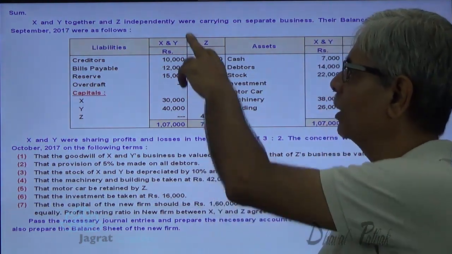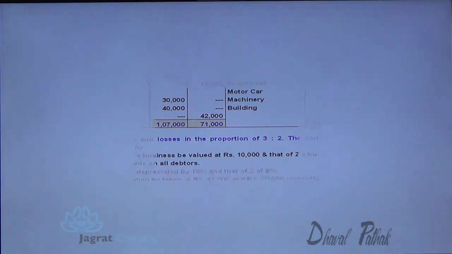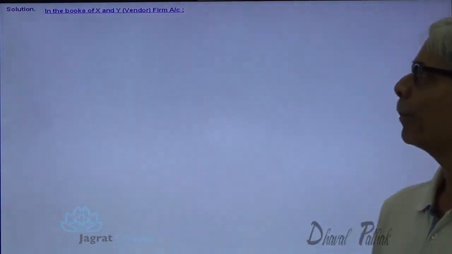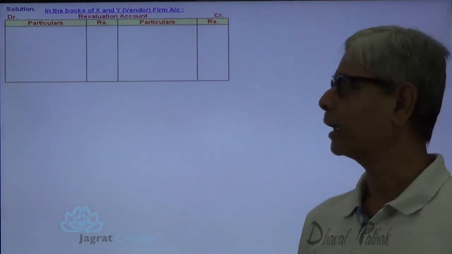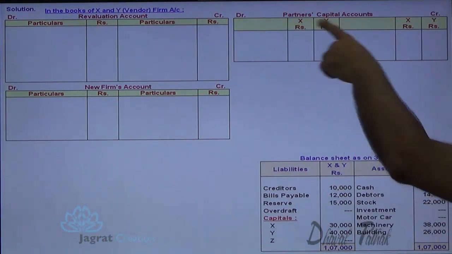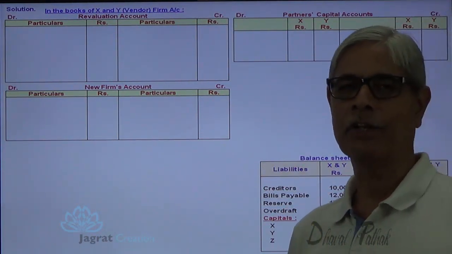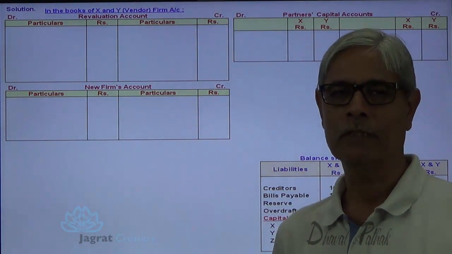First of all, I will start with the accounting in the books of X and Y company. In the books of X and Y company, the vendor firm, I'm going to prepare a revaluation account. This is the new firm's account that I'm going to prepare. This is the partners' capital account. Now I start with this balance sheet and the information given to me for the purpose of solving the sum.